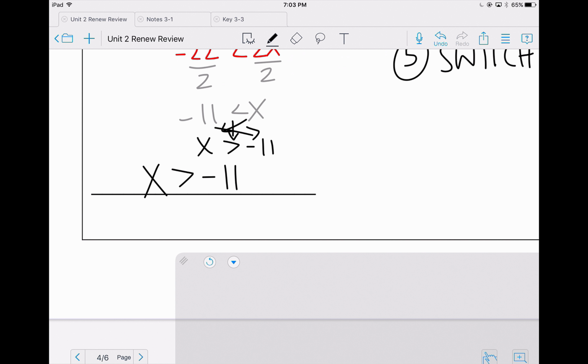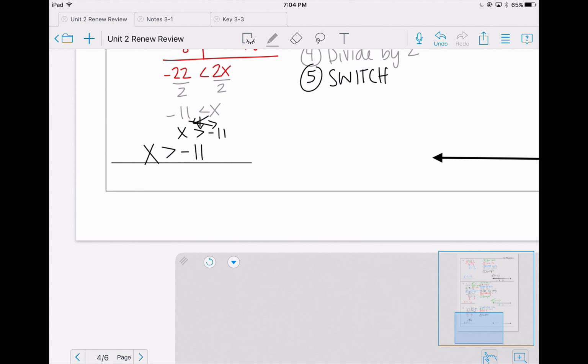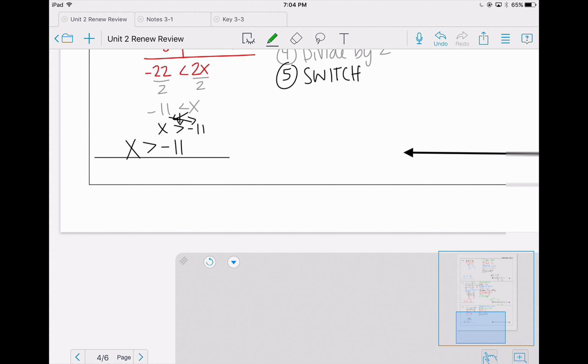So when your letter's on the right side, it's the wrong side. When your letter's on the right side, you can switch everything. Whatever you switch has to be a complete mirror image. So if you switch it, that's totally fine. It will help you with graphing because now we can see that x is greater than. We know greater than goes to the right. Just make sure you switch it correctly.